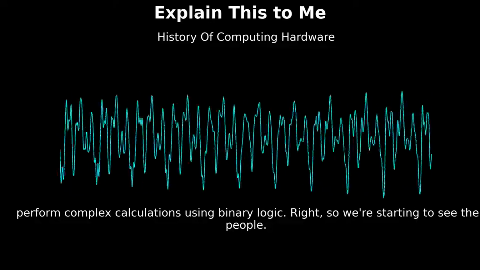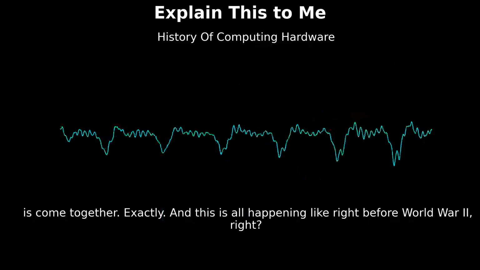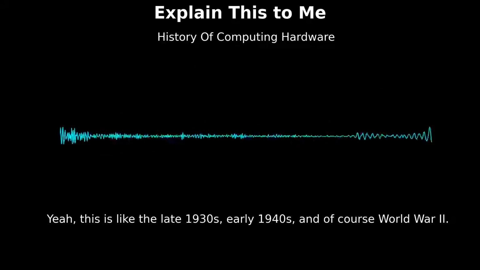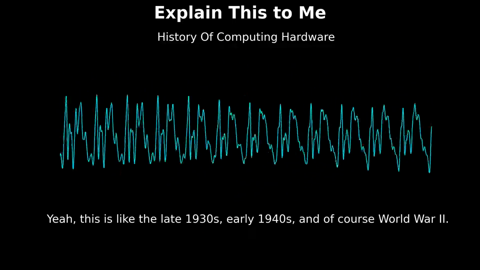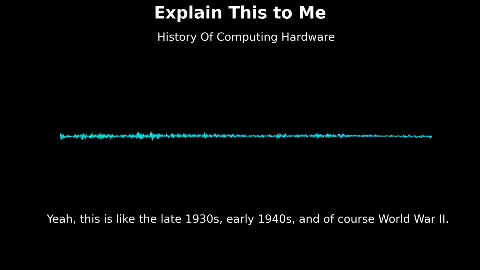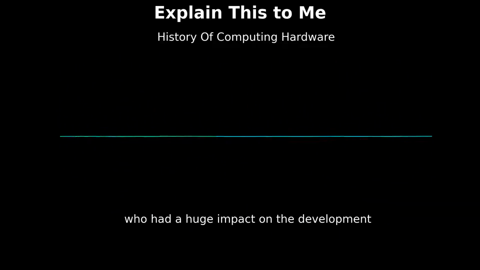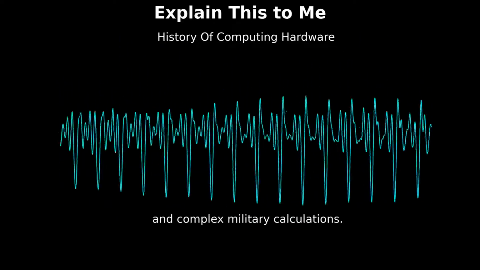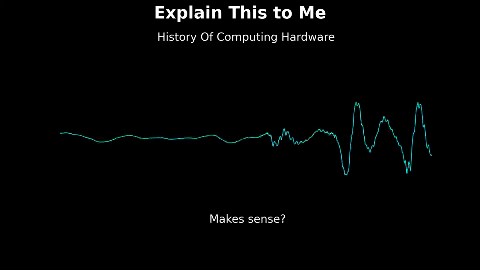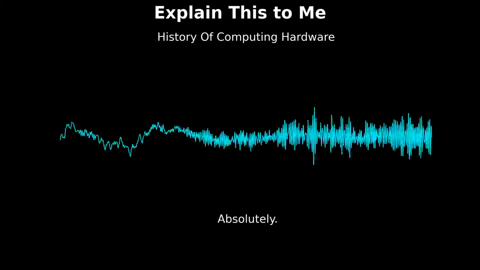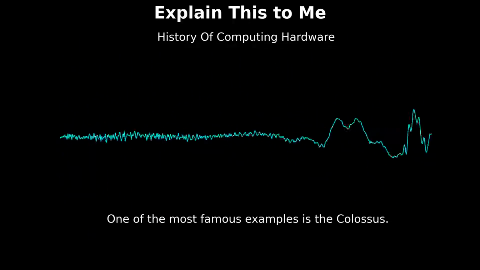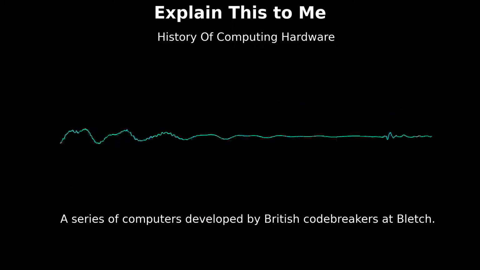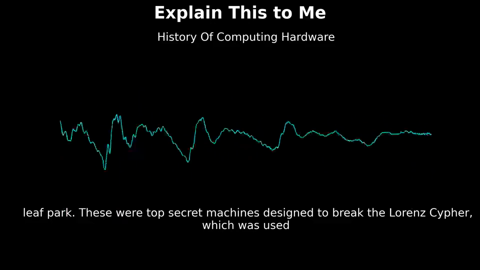Exactly. And this is all happening right before World War II, right? Yeah, this is the late 1930s, early 1940s. And of course, World War II had a huge impact on the development of computing technology because of the need for code breaking and complex military calculations. Makes sense. Weren't there some big breakthroughs during the war? Absolutely. One of the most famous examples is the Colossus, a series of computers developed by British code breakers at Bletchley Park. These were top-secret machines designed to break the Lorenz cipher, which was used by the German High Command.